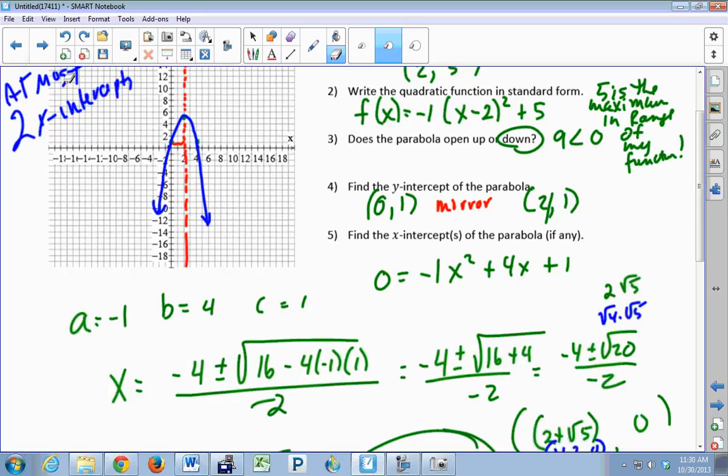At most 2. You could have 2. You could have 1, like with x squared. It only comes down and touches it once. Or you can have none at all if the parabola looks something like this. It doesn't cross the x-axis at all. So 2, 1, or 0 x-intercepts. Remember, another name for x-intercepts when we're dealing with functions is zeros. It's the zero of the function. It's the value of x that makes your function equal to 0.